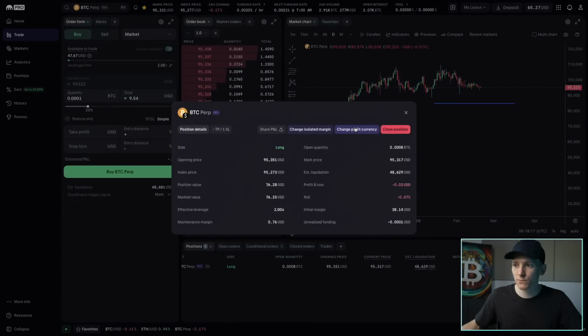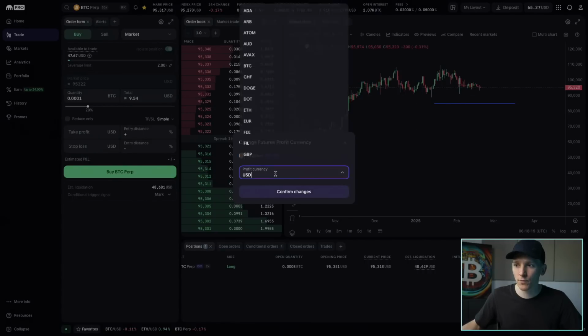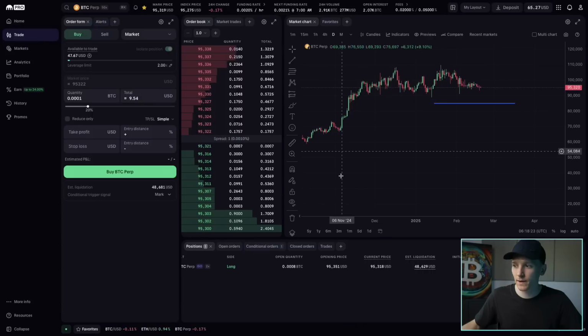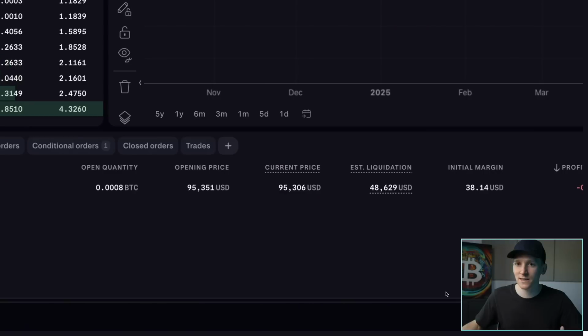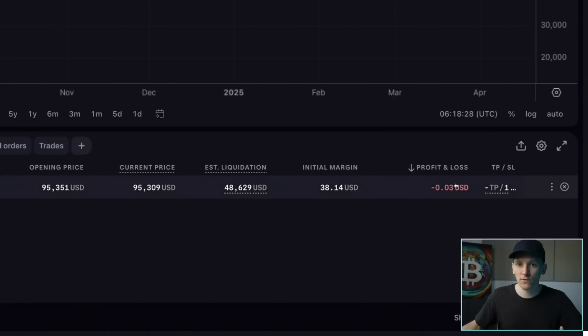And we can change the profit currency. At the moment, the profit currency is USD, but maybe you want to change that. I don't want to change that. Just keep it as is. So that's my position, and it's open. And I make a profit or a loss. You can actually see that down here when making a profit or a loss.